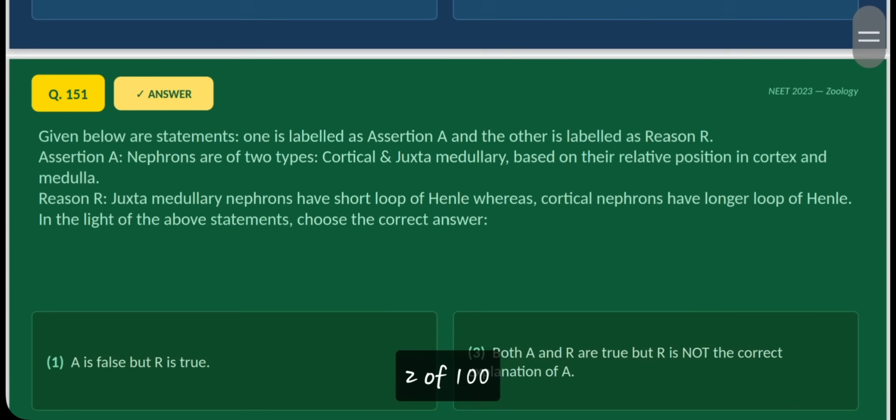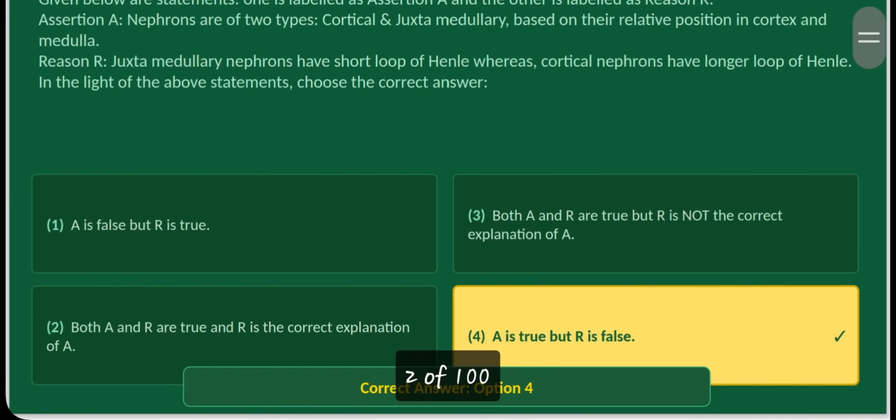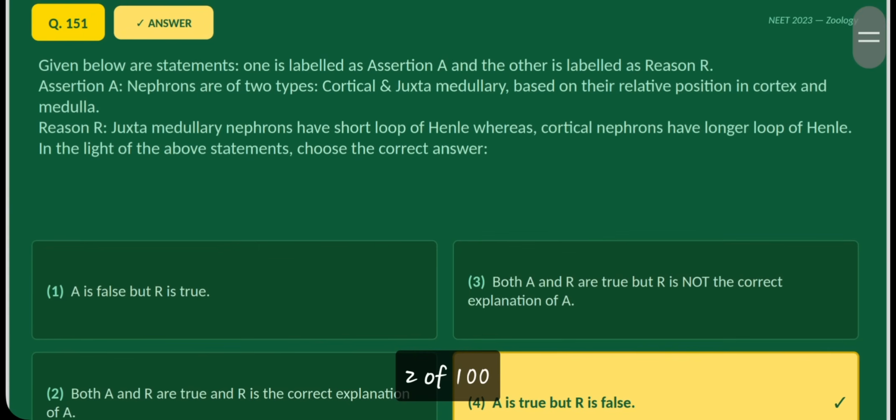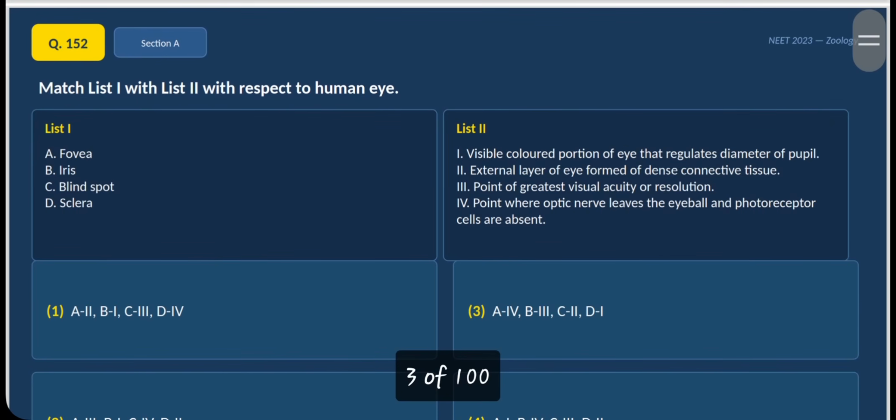Here the correct answer is A is true but R is false. Juxtamedullary nephrons have a long loop of Henle, whereas cortical nephrons have a short loop of Henle, so that reason is the false part of it. A is correct, nephrons are of two types; that is a correct statement. So the reason is the wrong part. A is true, R is false.